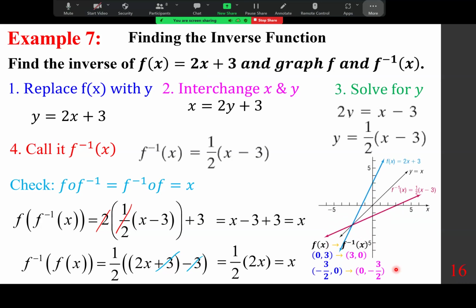And I'm going to assume everybody can graph them easily. This is 0, 3. This is negative 3/2, which means negative 1/2, 0. This is 3, 0. And this is 0, negative 3/2. So extremely simple.